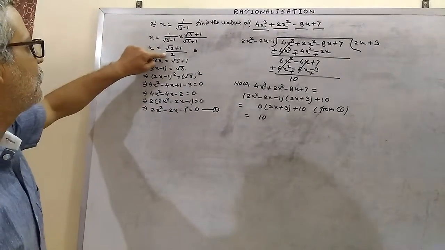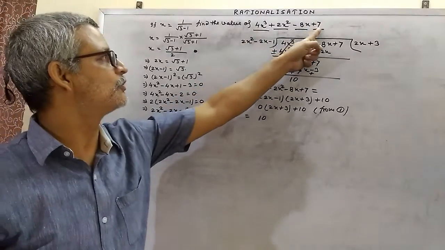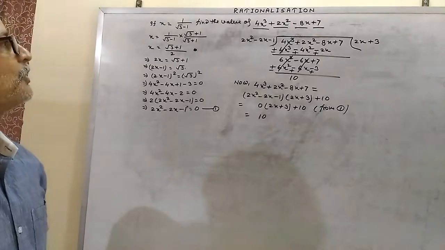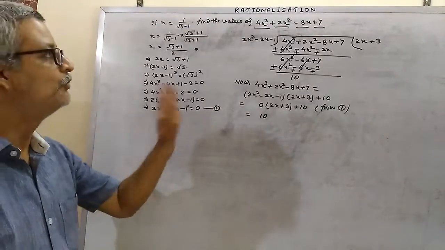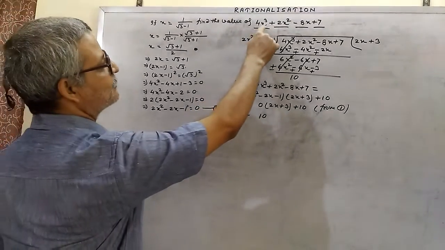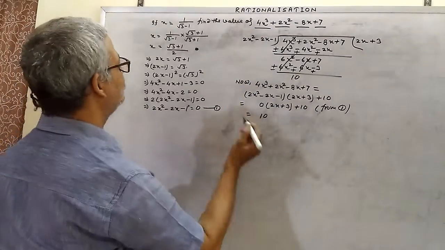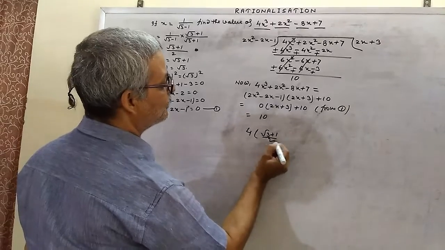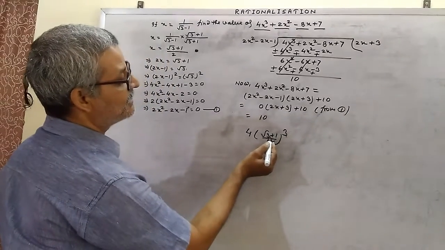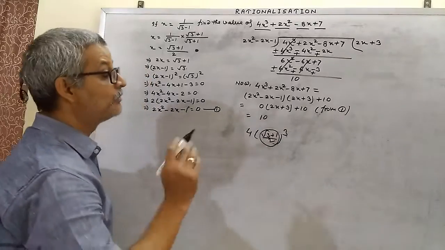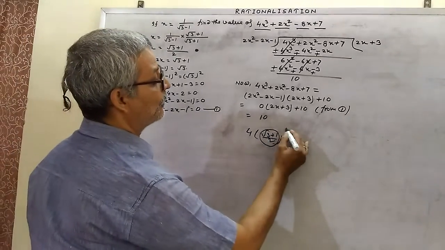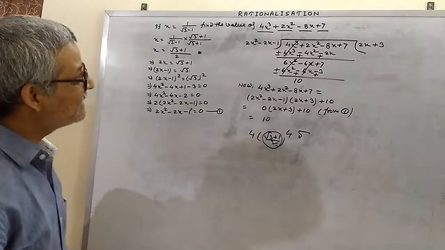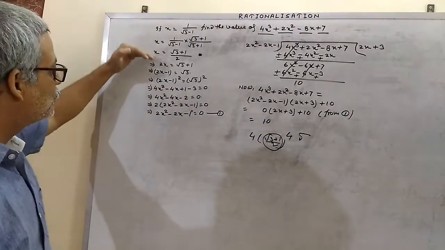Either substitute this value of x directly in your question and simplify it, and you will get the result. But that process is not always very useful. Suppose it were given x to the power 4. If it is a cube, then you can do 4 into root 3 plus 1 divided by 2, whole cube, which is in the form of a plus b whole cube. But if the power is 4 or 5, how can you break it? In that case, we will go through another process.